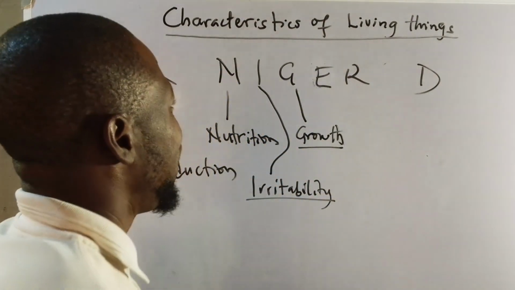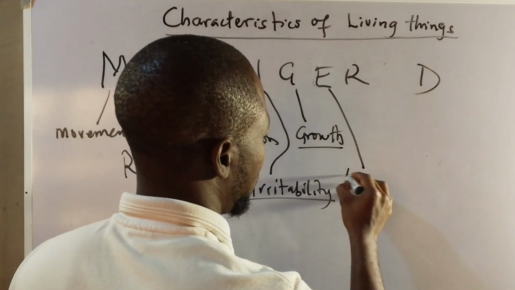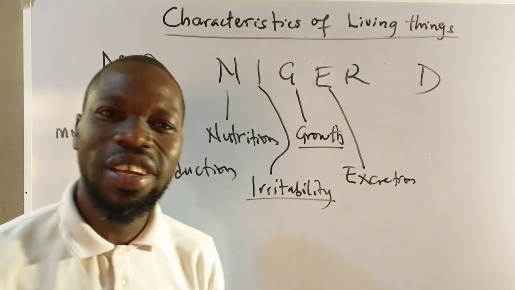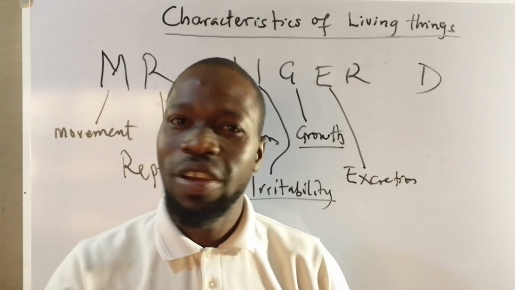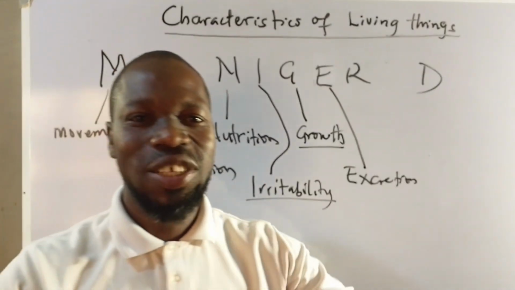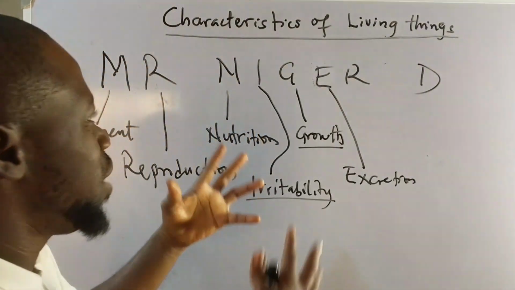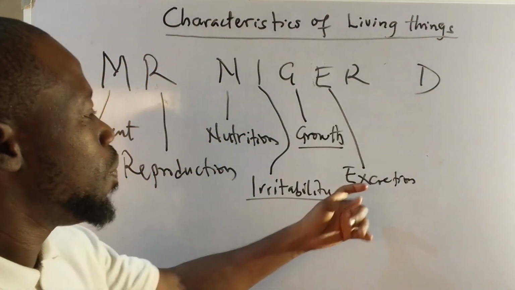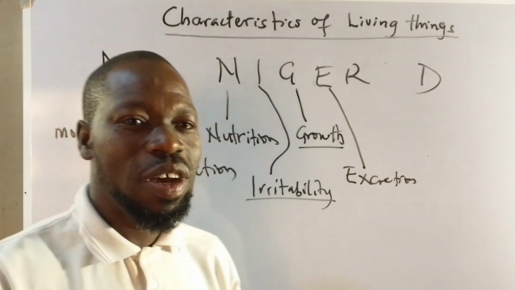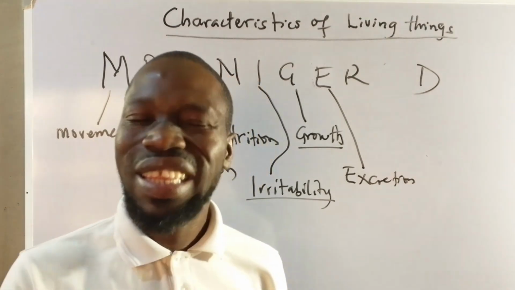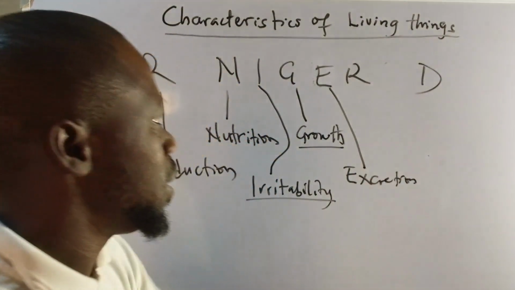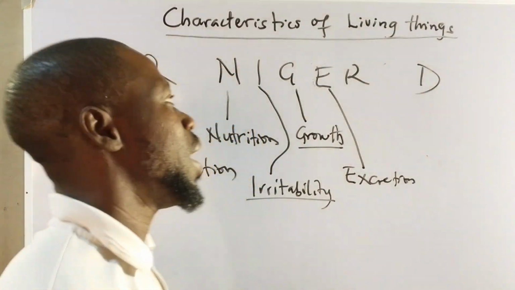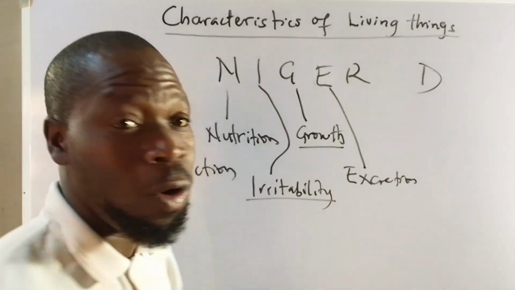Okay, then we have excretion. Excretion is simply the removal of waste product from the system, because as you get nourished, as you eat, as you take in certain things, you need to bring out certain things. In plants, you have excretion. In animals, you have excretion. That's removal of metabolic waste from the system. It happens in every living organism, even in unicellular organisms. There's excretion occurring right there.